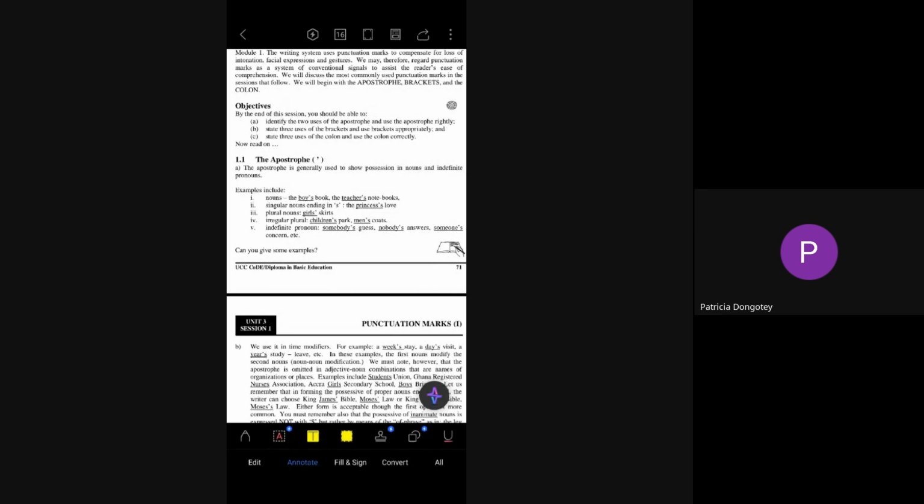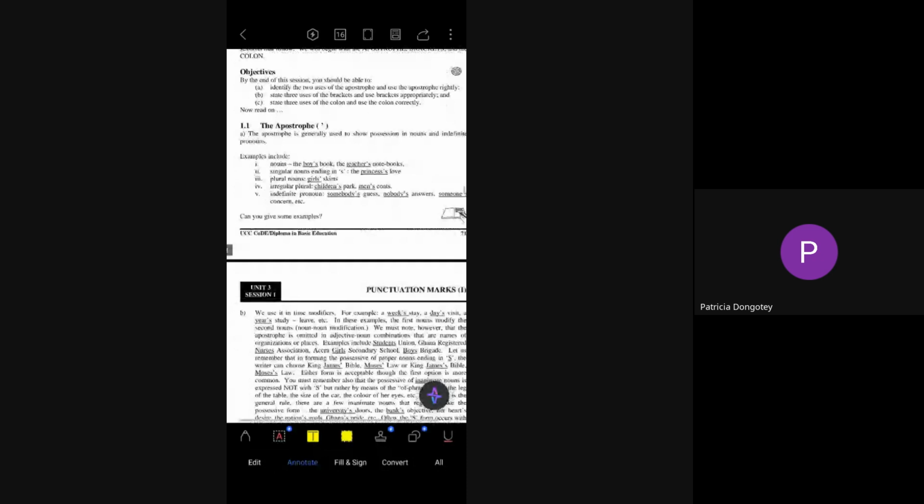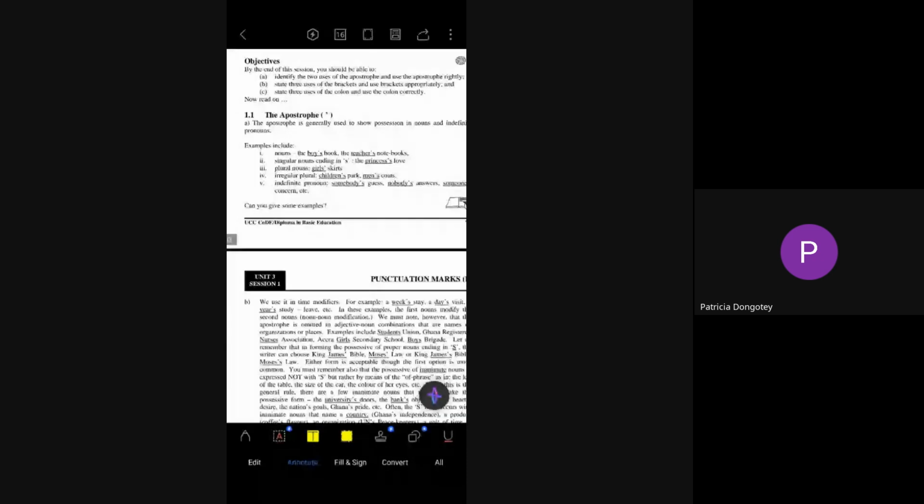The plural form for a word like boys is already in the plural form. So in this case, if you still want to make boys a possessive noun, the apostrophe will come after the S. B-O-Y-S apostrophe. That is the plural form of the possessive noun boys.